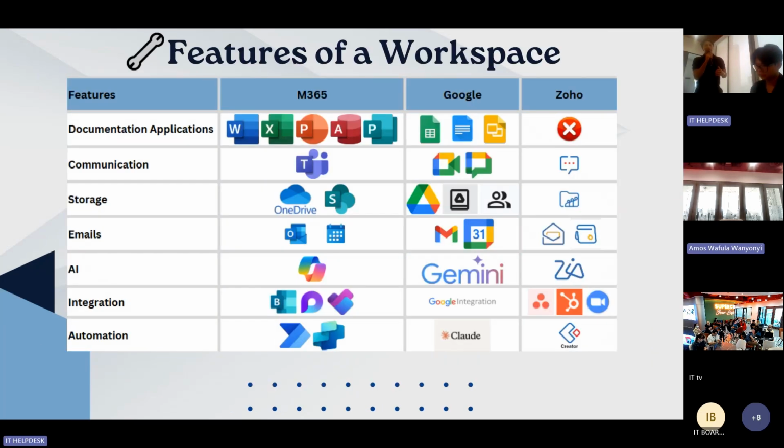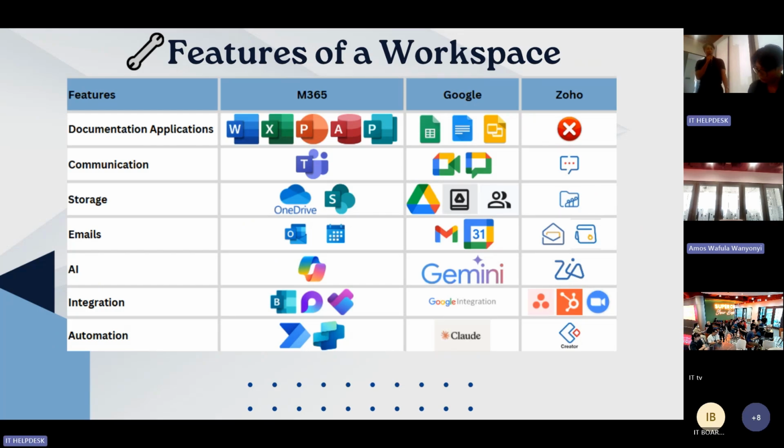We give you three examples, which are M365, Google, and Zoho as a whole. On the left side are the features that each of the workspaces has. The first ones are documentation, communication, storage, and email, and then there are three new features that each workspace has provided for us: AI, integration, and automation. So let's deep dive into that.